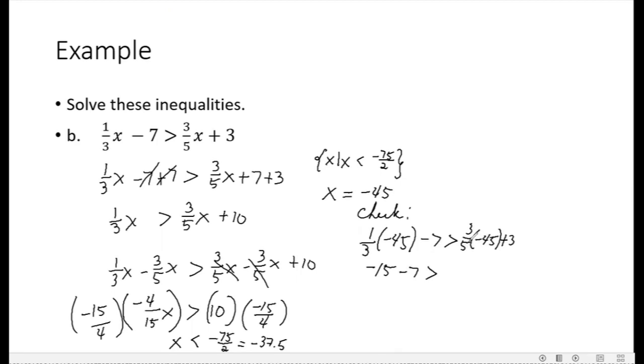So we have negative 27. Negative 27 plus 3. Negative 15 minus 7 is negative 22, which is greater than negative 27 plus 3, which is negative 24. And it is true because negative 22 is greater than negative 24, and that is checked. Okay, and that's it.